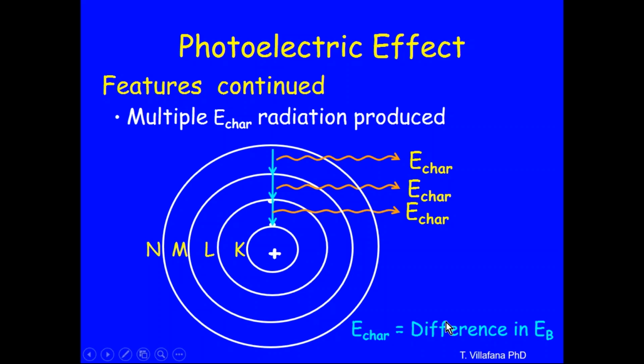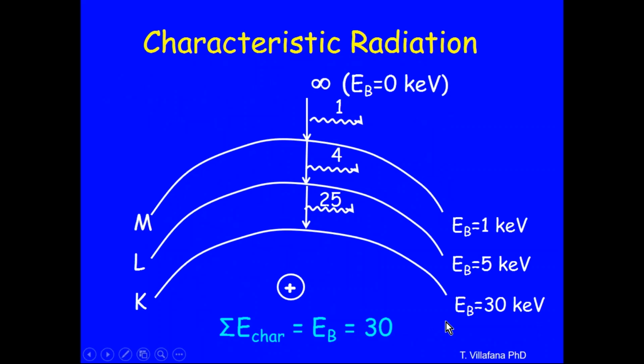Point to take home. Okay, and here is a numerical example. If you have a binding energy in the K shell of 30 and the initial vacancy was created in the K shell, then the L to K would be, in this case, 30 minus 5, which is 25.